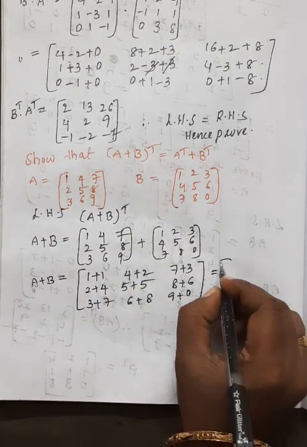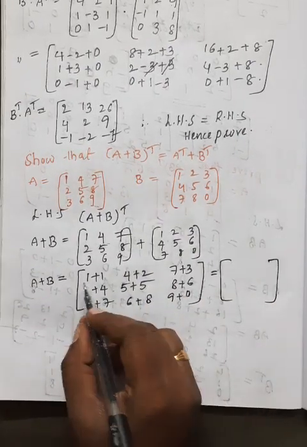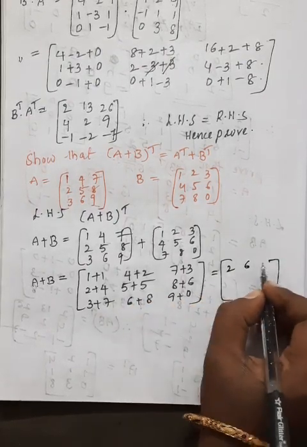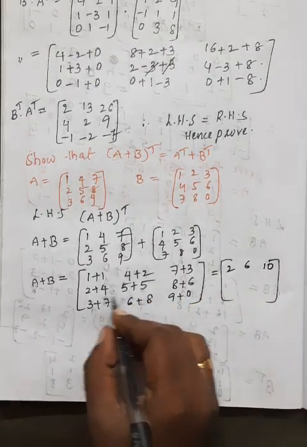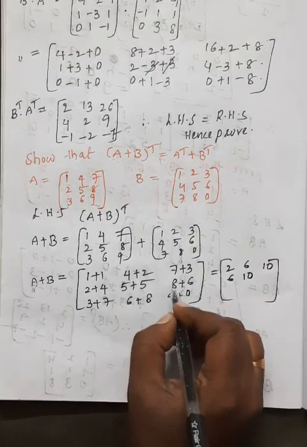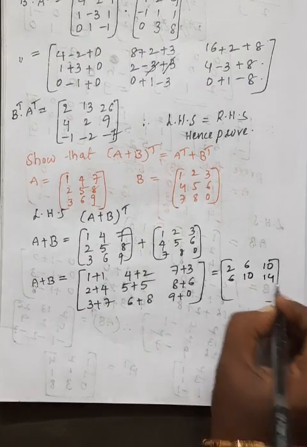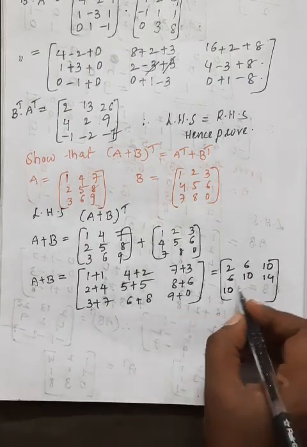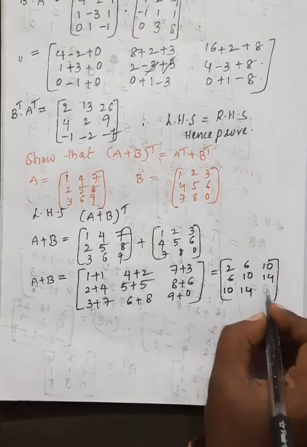Therefore you will get the answer: 1 plus 1 is 2. 4 plus 2 is 6. 7 plus 3 is 10. 2 plus 4 is 6. 5 plus 5 is 10. 8 plus 6 is 14. 3 plus 7 is 10. 6 plus 8 is 14. 9 plus 0 is 9.